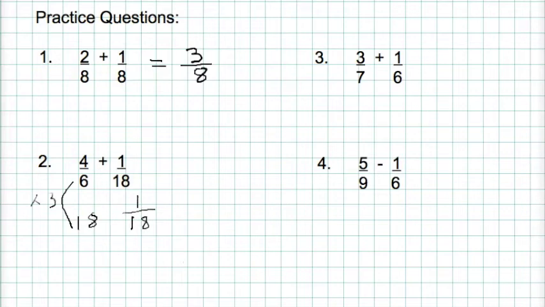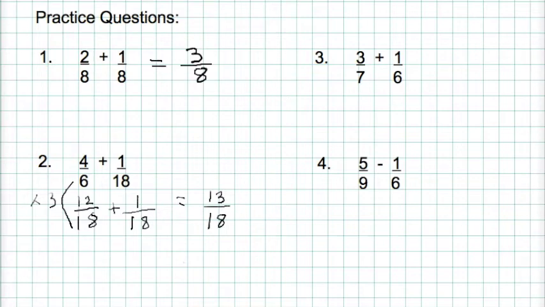Whatever we do to the denominator, we must also do to the numerator. So we need to times the 4 by 3 as well. 4 times 3 gives me 12. Now we've got the denominators the same, we can add the numerators together to give us 13 over 18.